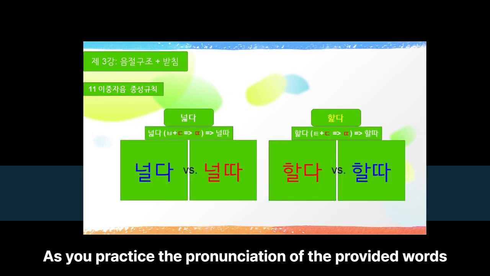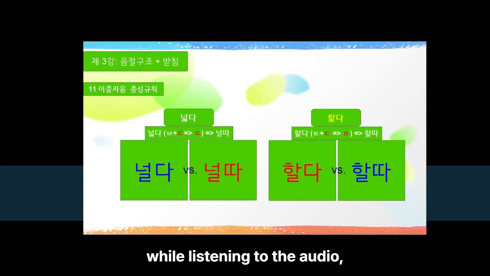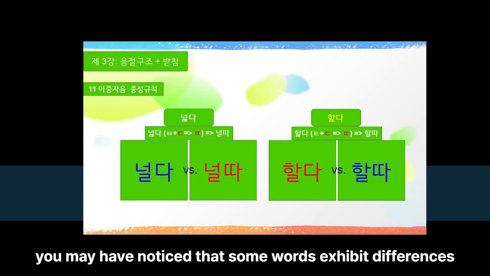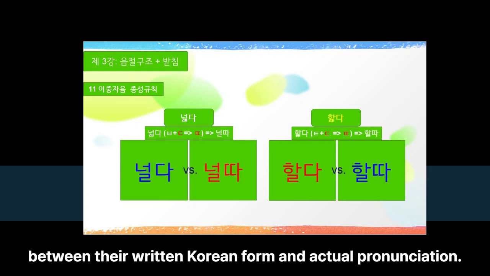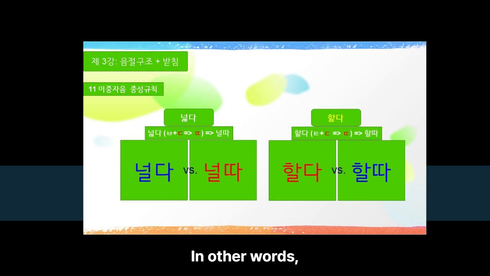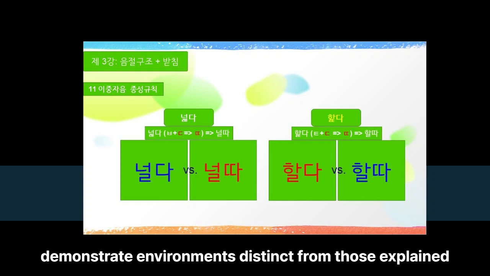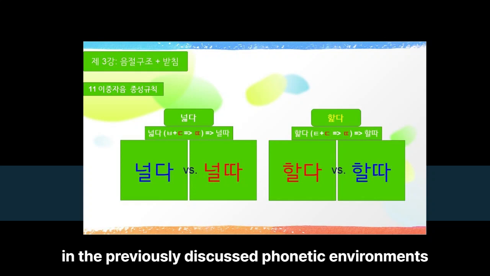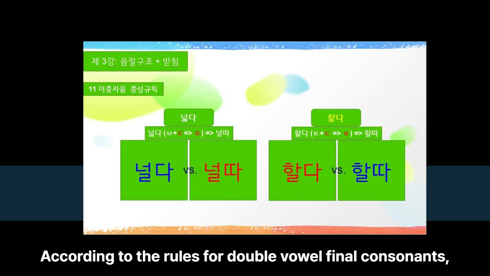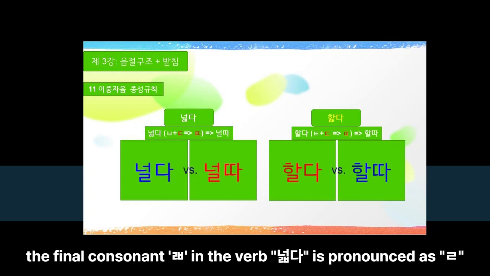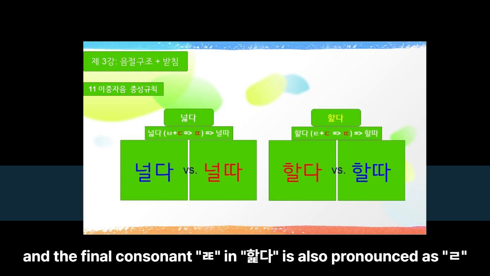As you practice the pronunciation of the provided words while listening to the audio, you may have noticed that some words exhibit differences between their written Korean form and actual pronunciation. In other words, there are specific phonetic rules you need to pay attention to. For example, the verbs nolta and halta presented in the table above demonstrate environments distinct from those explained in the previously discussed phonetic environments. According to the rules for double consonant final consonants, the final consonant, ryul biup, in the verb nolta is pronounced as ryul, and the final consonant, ryul tiut, in halta, is also pronounced as ryul.